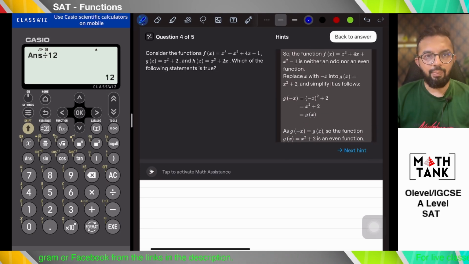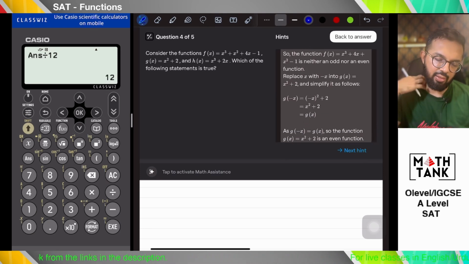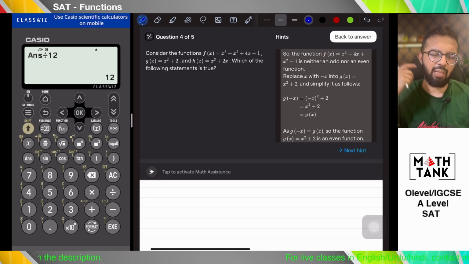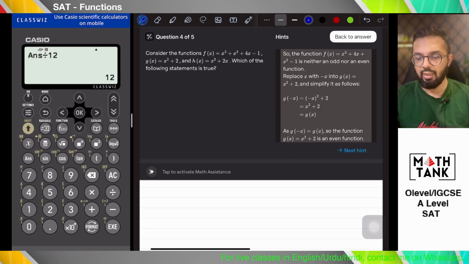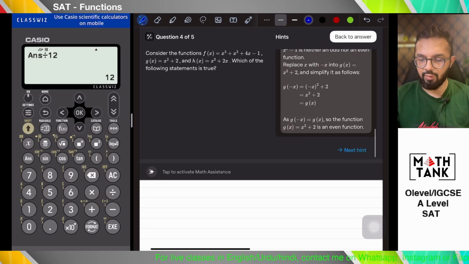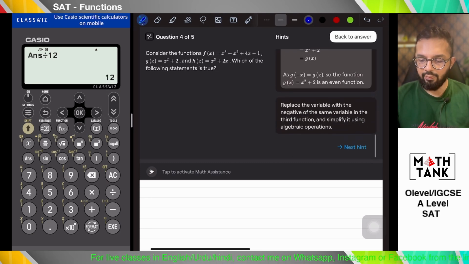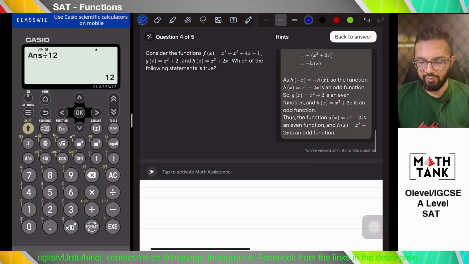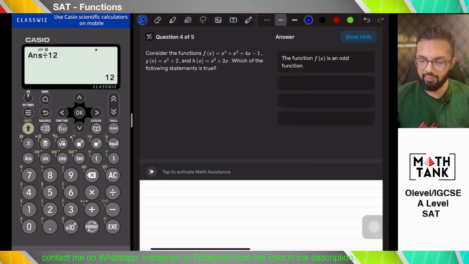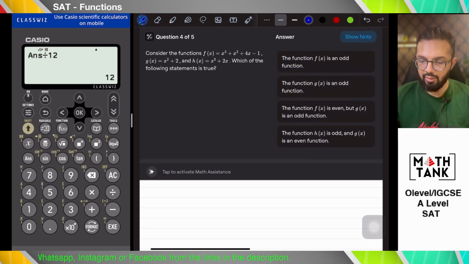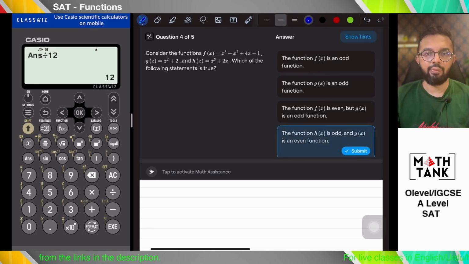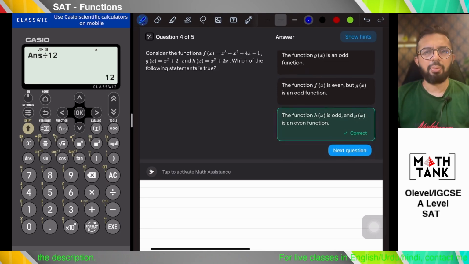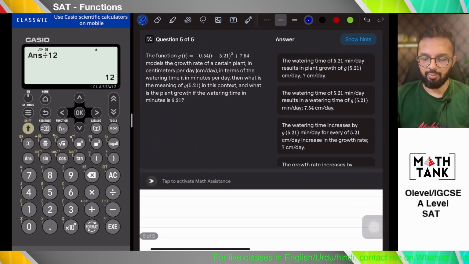When I insert minus x into x in g of x, I get the same function, which means that g of x is even. Okay, if g of x is even, h of x might just be odd. Yes, that's true. That's what the question was asking. I know that h is odd and g of x is even. Not part of the SAT syllabus, so nothing that you need to worry about.